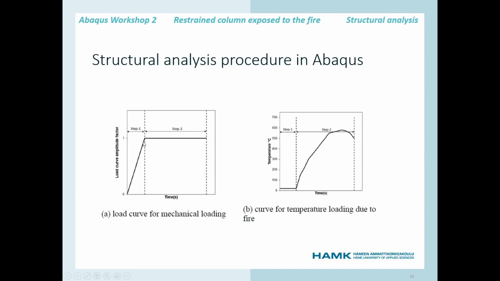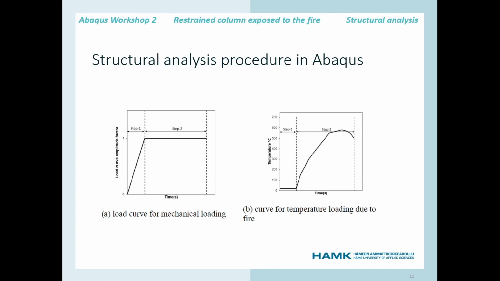So we have this first step. In the first step, we have increased the loading from 0 to maximum 1, and from this in the second step, which is the fire step, we keep it constant. And similarly we do the same for the temperature. So in the first step, we only apply the initial temperature, which is 20 degrees, and then apply the temperature due to fire.